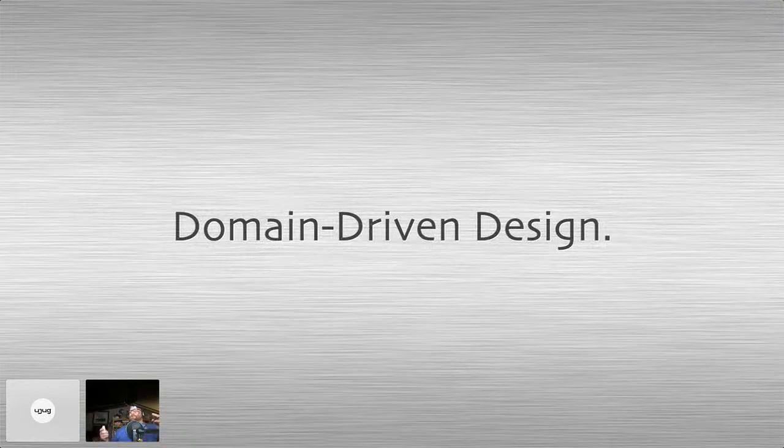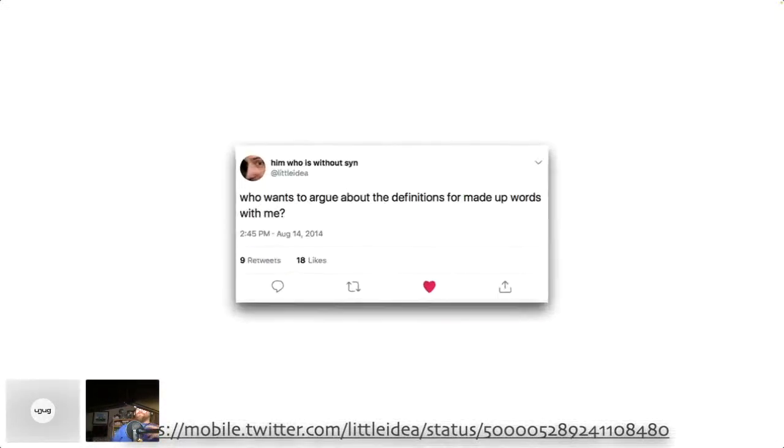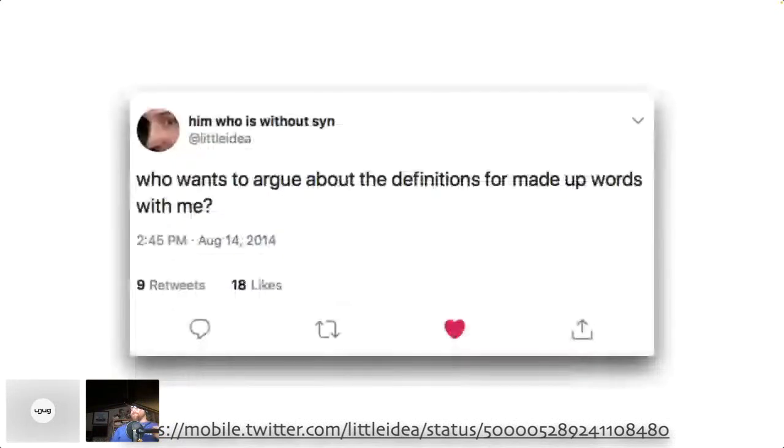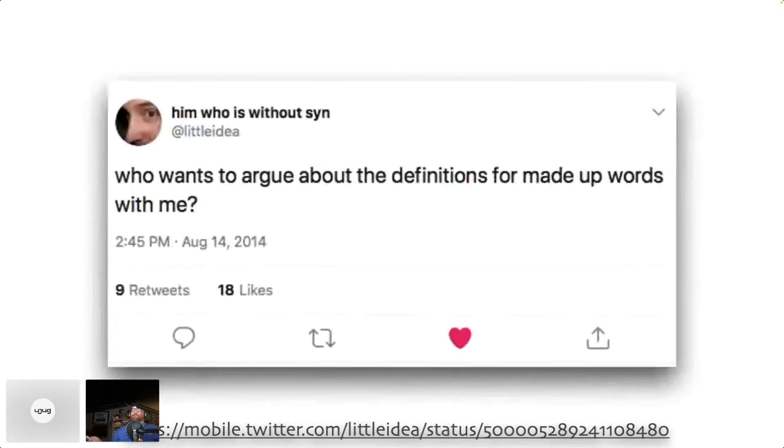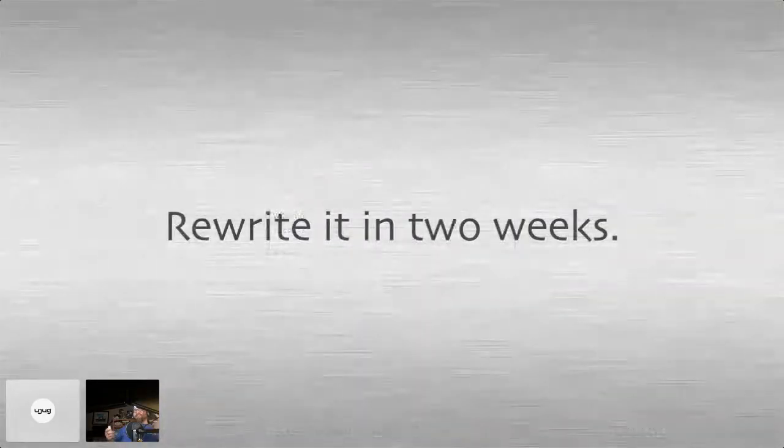And we can have all sorts of debates about what we even mean by a microservice. This is one of my all-time favorite tweets. This is my old boss, Andrew Clay Schaefer, who wants to argue about the definition of made up words with me. It's absolutely right. I'm partial to anything that reminds me these things are supposed to be small. So I like saying anything you can rewrite in 2 weeks or less.